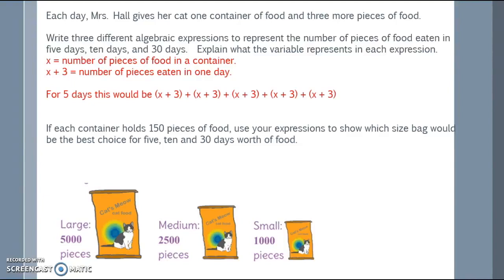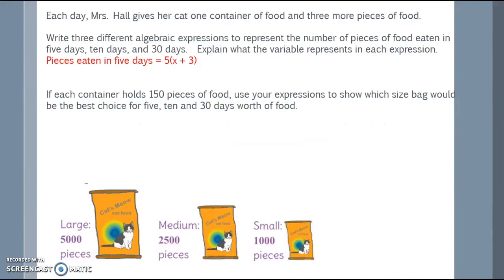For 5 days, we would want to add 5 ones days together. So x plus 3 plus x plus 3 plus x plus 3 plus x plus 3 plus x plus 3, representing each of the 5 days. However, we can combine like terms. We see that we have 5 x's plus 15, since 3 plus 3 plus 3 plus 3 plus 3 is 15.